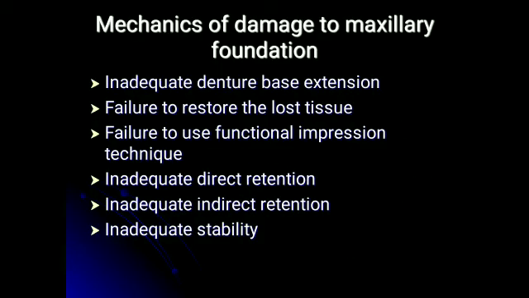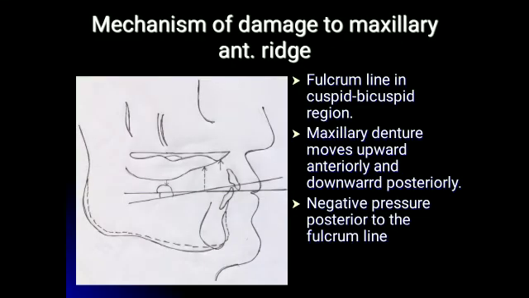Mechanisms of damage to the maxillary foundation: inadequate denture base extension, failure to restore the lost tissue, failure to use functional impression techniques, inadequate direct retention, inadequate indirect retention, and inadequate stability. Mechanism of damage to the maxillary anterior ridge: the fulcrum line lies in the cuspid and bicuspid region. The maxillary denture moves upwards anteriorly and downwards posteriorly, creating negative pressure posterior to the fulcrum line.